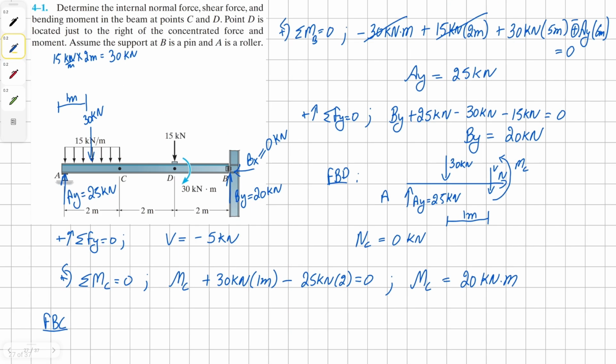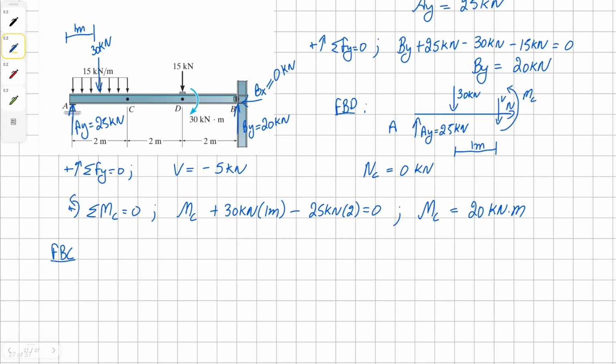And as being said earlier, point D is right of the concentrated force. So this means if we try to solve this problem from the right hand side, it would be the easiest. Therefore, we're going to do that. So we're going to have force By, which we found to be 20 kilonewton.